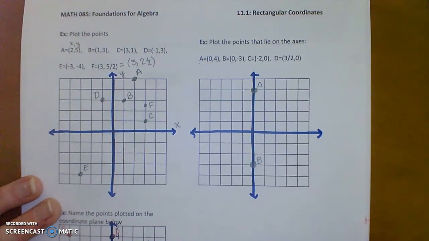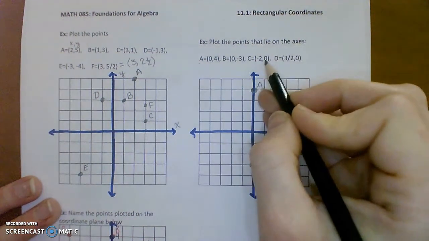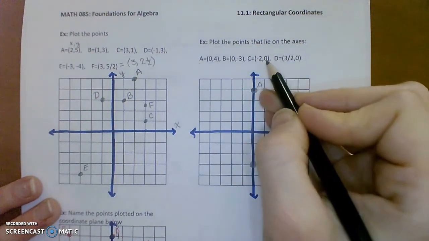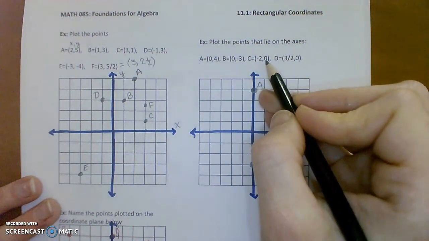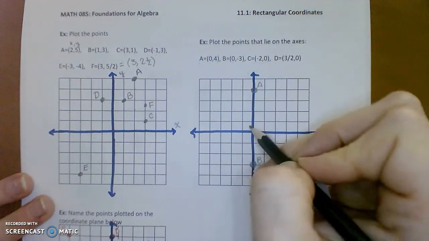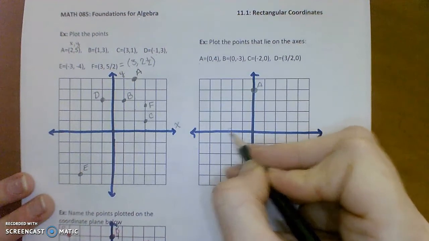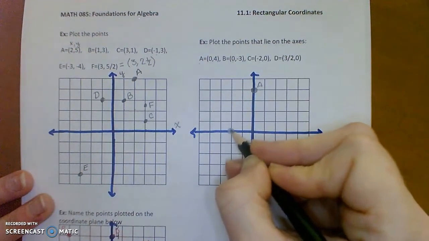There's the point B. At -2, 0, I'll move 2 units to the left, and I'll move no units, 0 units up or down. So that's 2 units to the left and no units up or down. So you stay right there. So that's point C.